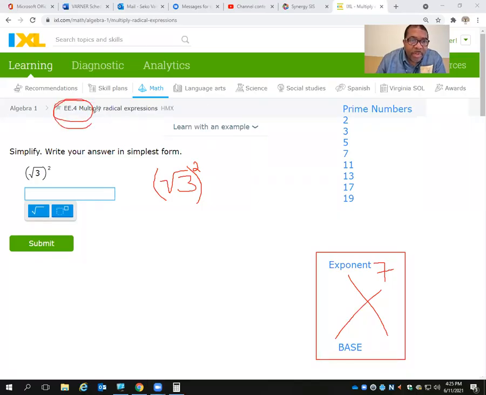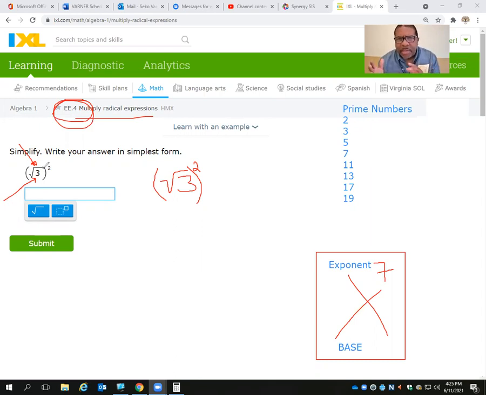Okay, E4, multiply radical expressions. All right, so this is a radical expression. Why? Because this is the radicand, and this is the radical sign. The radicand is the number under the radical sign, and the radical sign is the square root. You can use radical sign or square root.